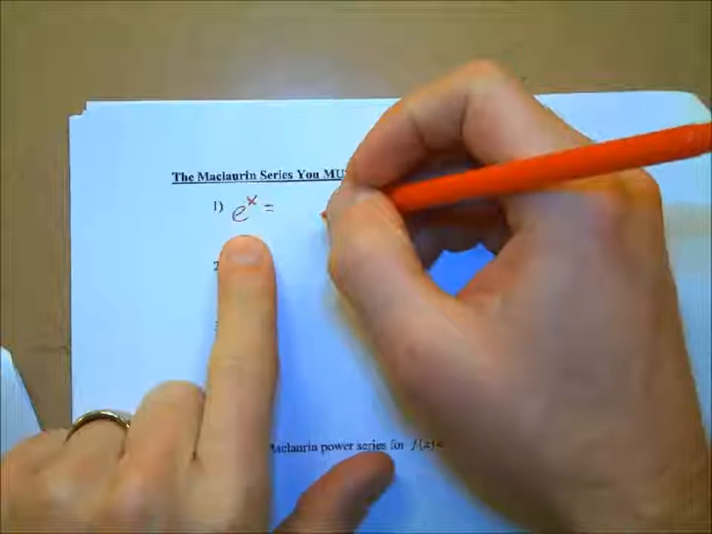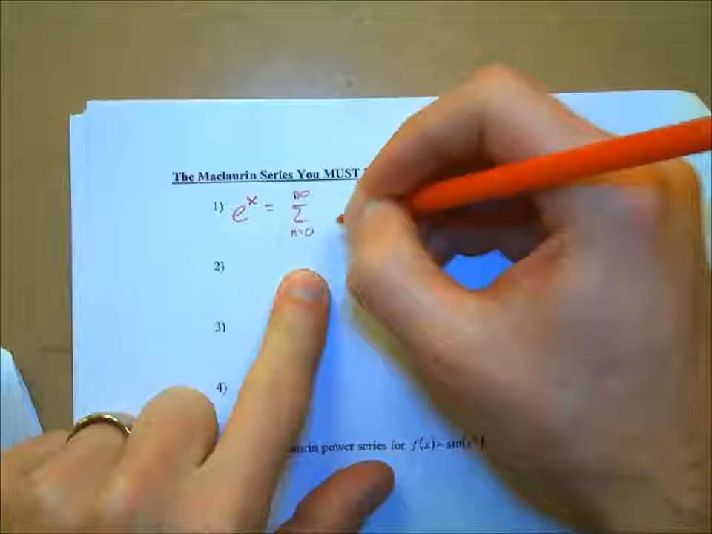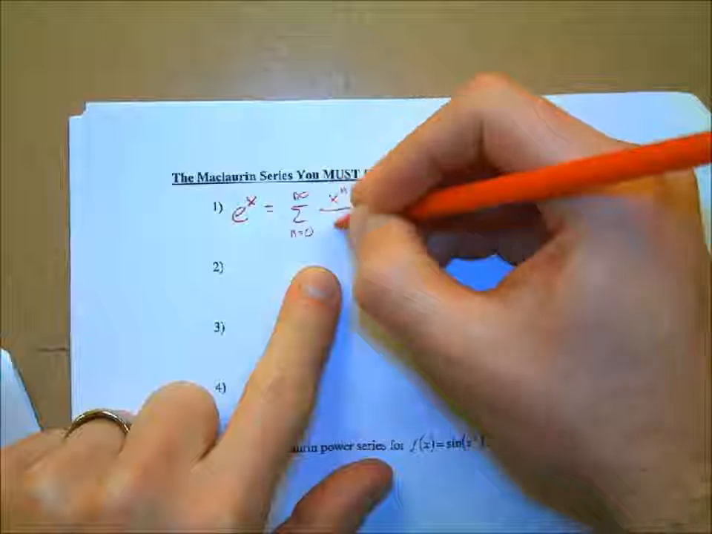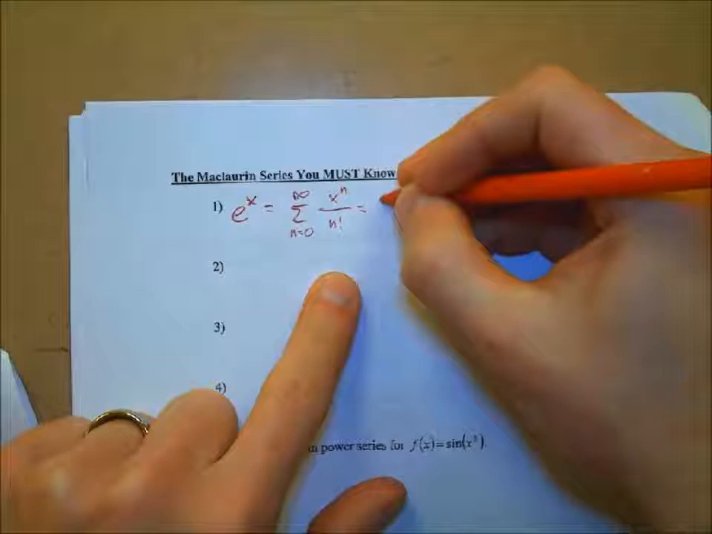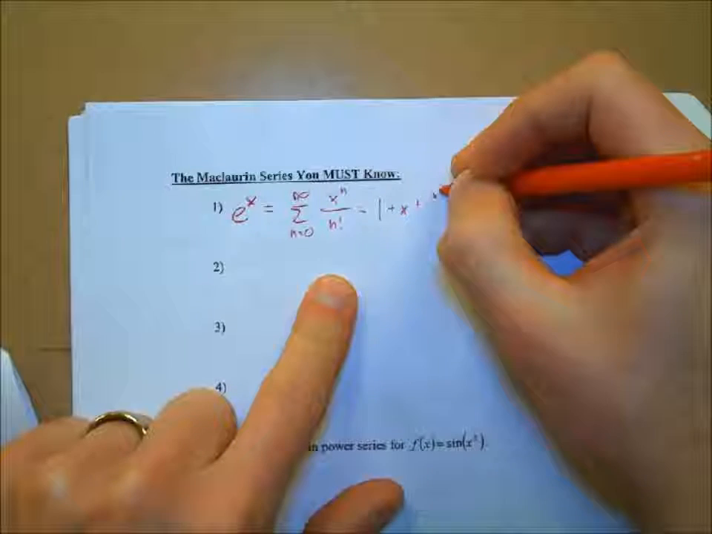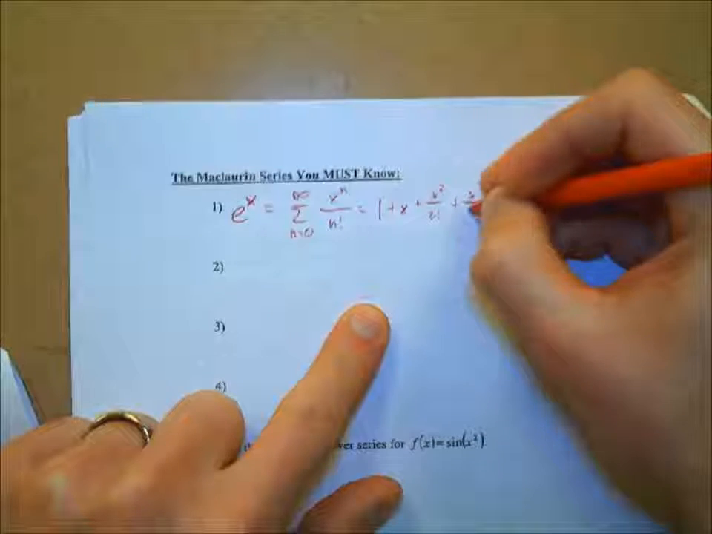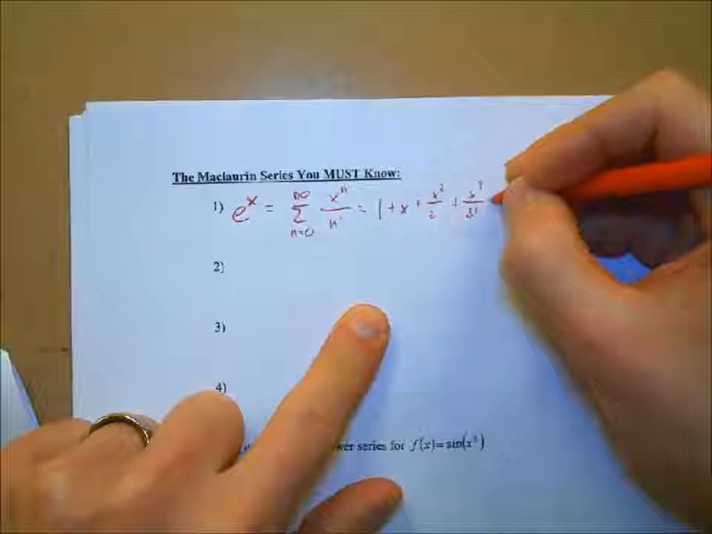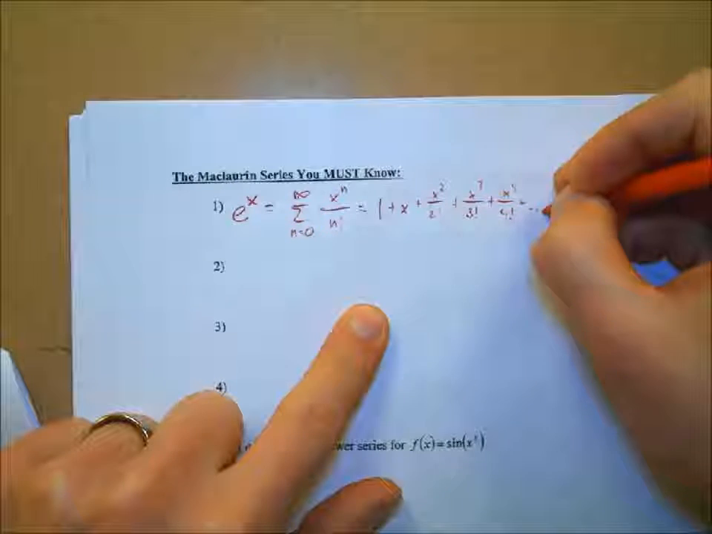But e to the x is going to be, remember, the sum from n equals 0 to infinity of x to the n over n factorial, which if we write out a few terms there, is 1 plus x plus x squared over 2 factorial plus x to the 3rd over 3 factorial plus x to the 4th over 4 factorial plus dot, dot, dot.